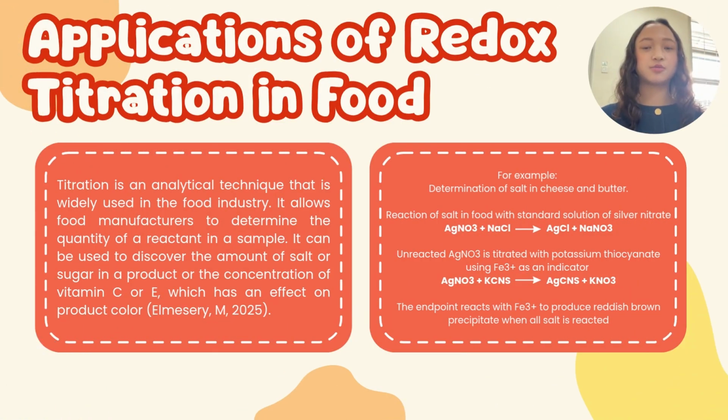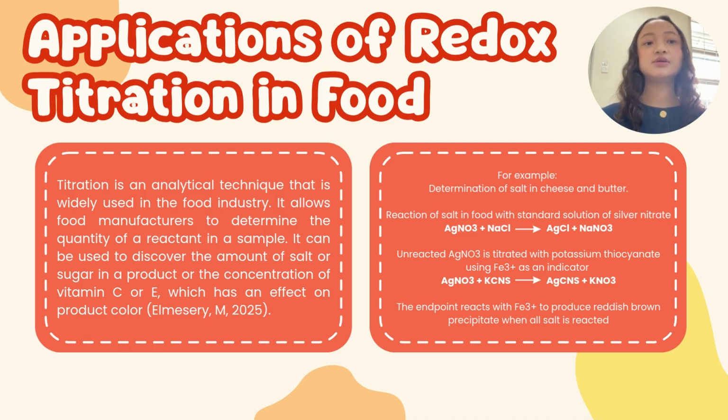Next, I'm going to talk about the applications of redox titration in food. Titration is an analytical technique that is widely used in the food industry. It allows food manufacturers to determine the quantity of a reactant in a sample. It can be used to discover the amount of salt or sugar in a product, or the concentration of vitamin C or E, which has an effect on product color.